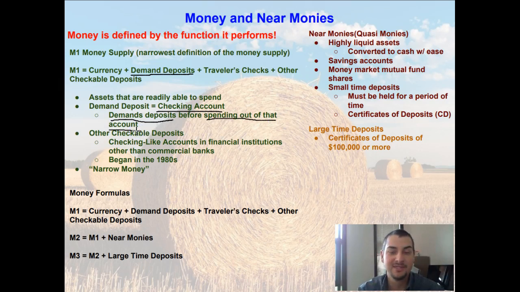So stop and think about this. How many of y'all can open up a checking account with $0 and then get a debit card and start swiping things with that debit card right away? That doesn't really work. You need to have money in that demand deposit, in that checking account, before you use it. So it demands deposits to be placed in there beforehand.